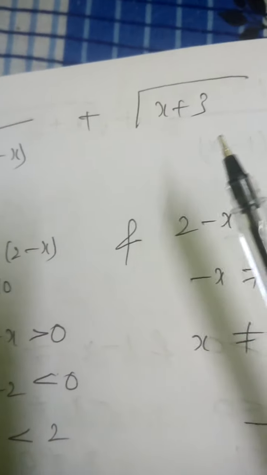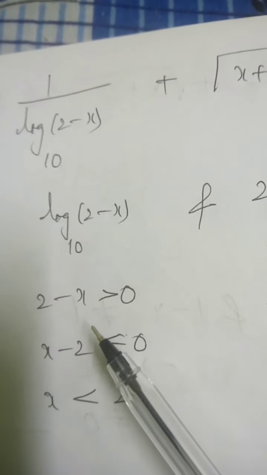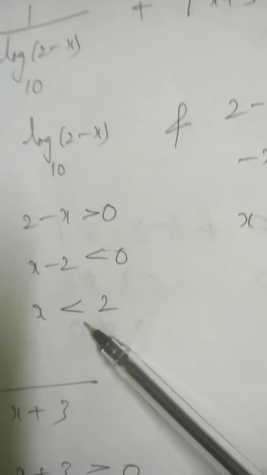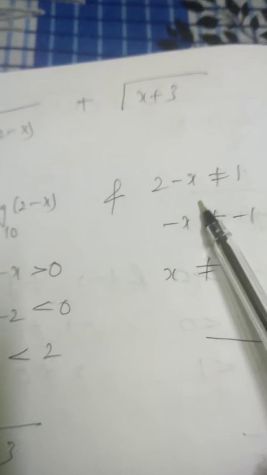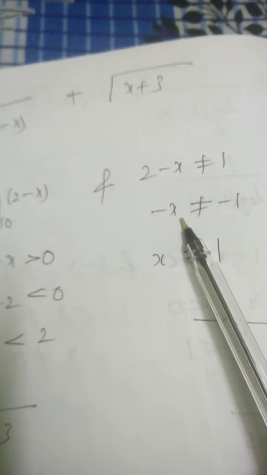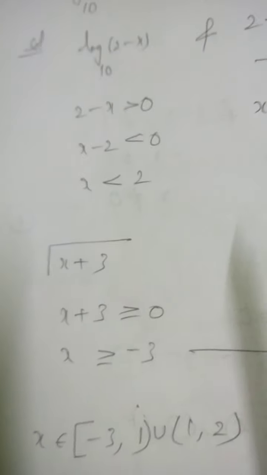Log 1 by log of 2 minus x to the base 10 plus root x plus 3. So log 2 minus x to the base 10: 2 minus x is greater than 0, so x minus 2 is less than 0, x is less than 2. Next, 2 minus x is not equal to 1, so minus x is not equal to minus 1, x is not equal to 1. Next is root x plus 3: x plus 3 is greater than or equal to 0, x is greater than or equal to minus 3. If we compare both of them, minus 3 to 1, 1 we should exclude. Union 1 comma 2.